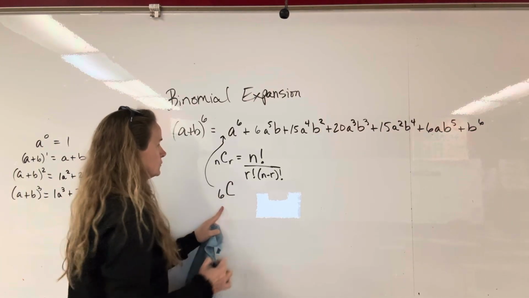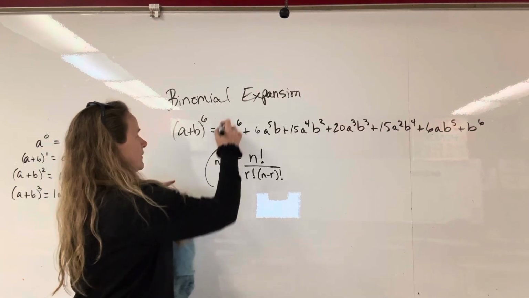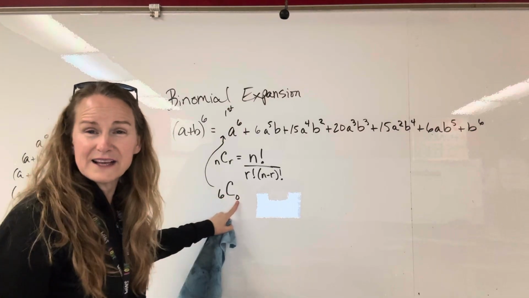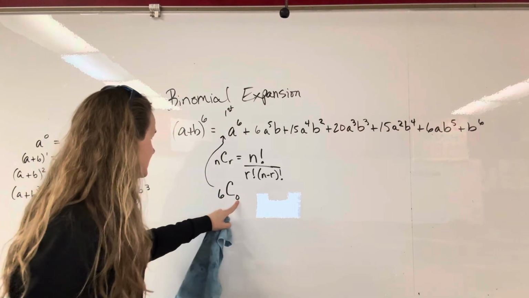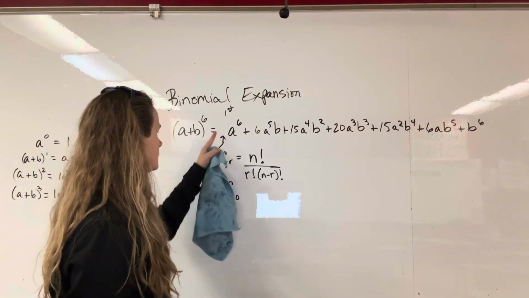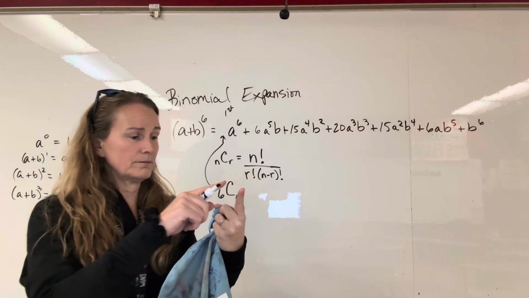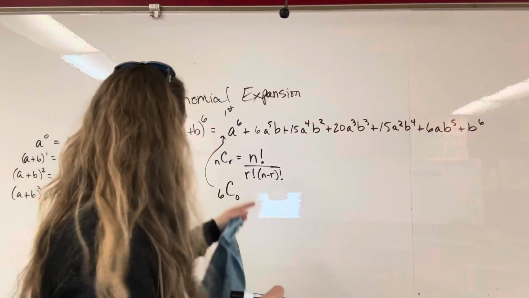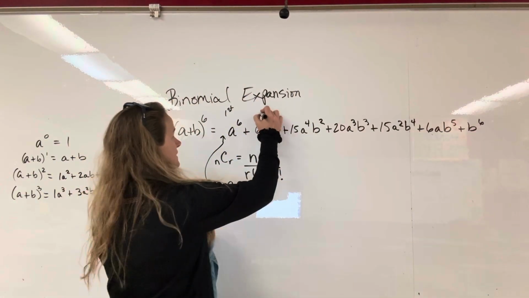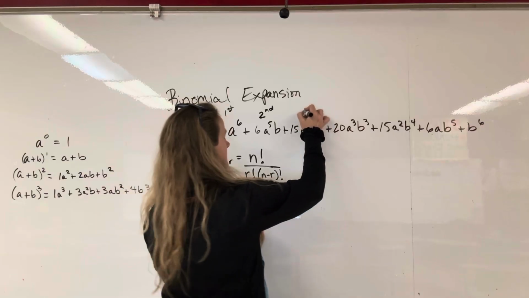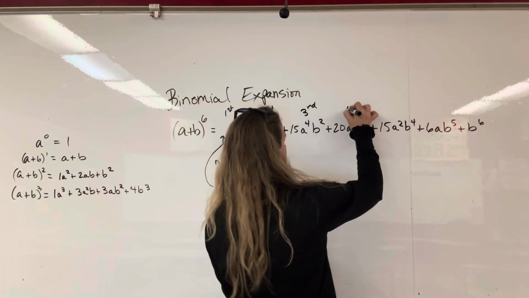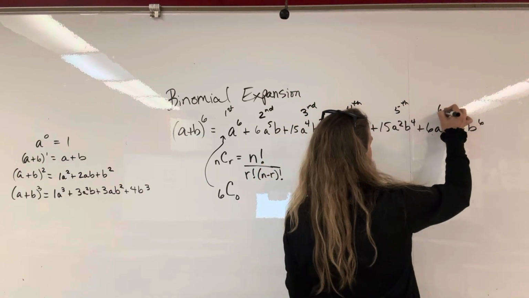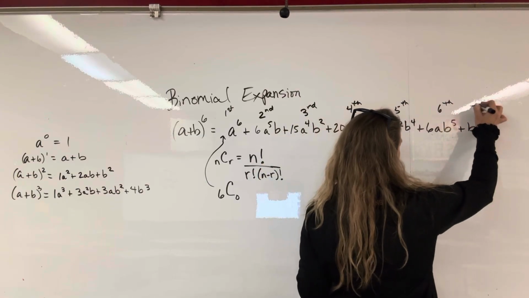C is for choose, and then your first term always has a 0 here. That 0 has to connect with the idea that the first term is going to give you a power of 0 for that coefficient. This is going to be your second term. This is going to be your third term. This is going to be your fourth term. This is going to be your fifth term. This is going to be your sixth term. And that's going to be your seventh term.